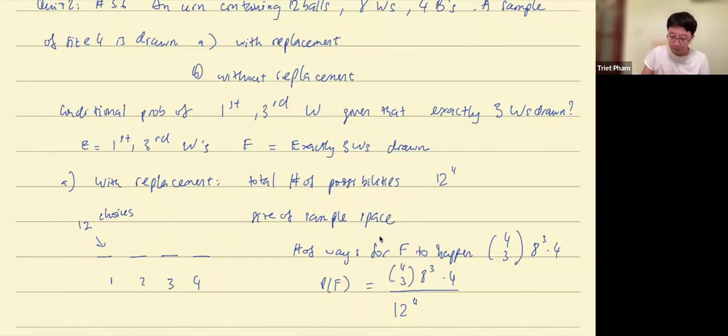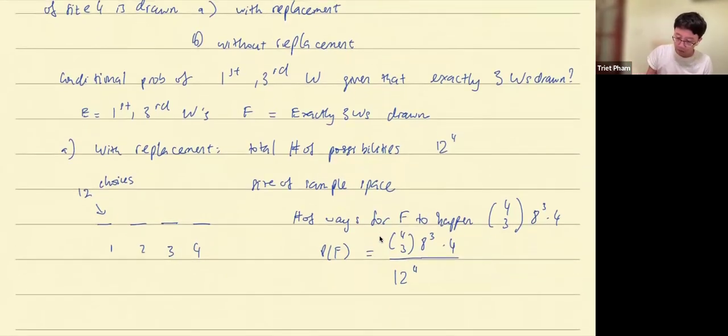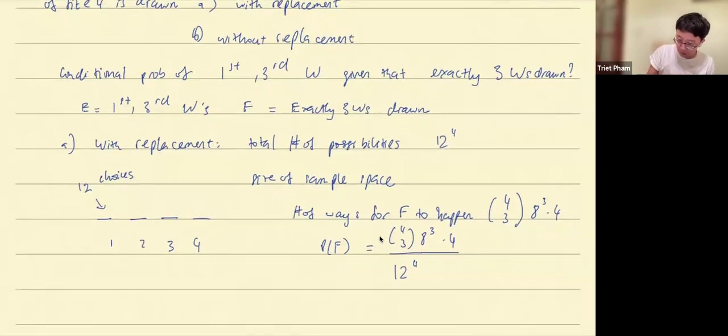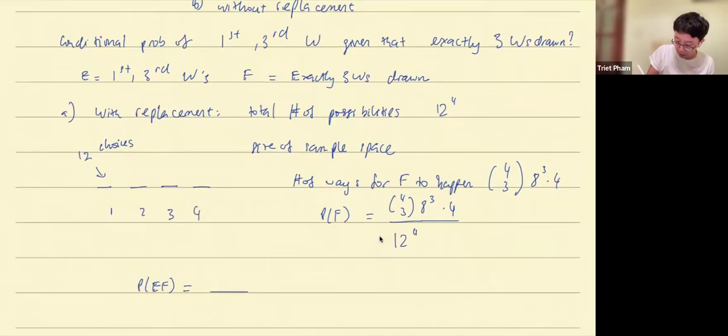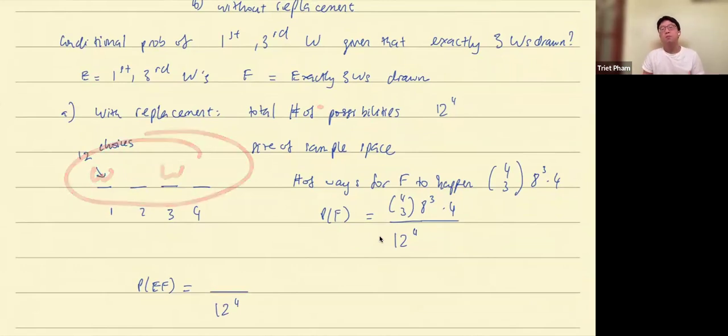All right. What about P of EF? So I guess we're going to skip the number of ways as a question. We know that's what we're asking anyway. So what's P of EF? Again, what's P of EF? P of EF means we know this is a white, this is a white, and there are exactly 3 whites. What would that be?